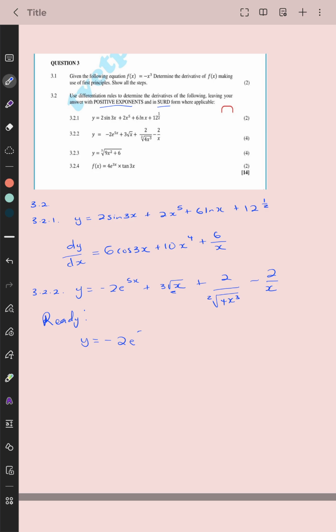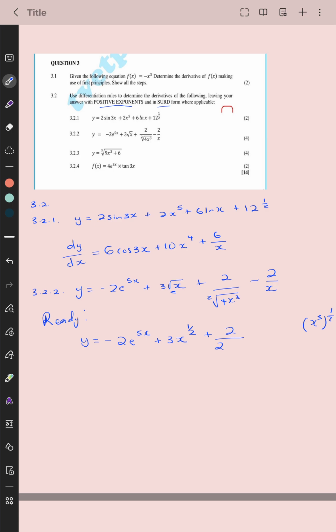This one is ready. I'll leave it as it is. No differentiating now. And then number 2, the square root of x. Square root is x power half. Then this one is also a square root, but here the square root of 4 is 2. Then the square root of x cubed will be x cubed power of half.